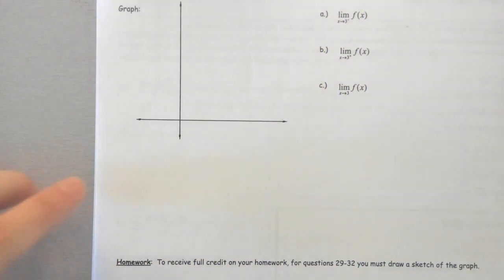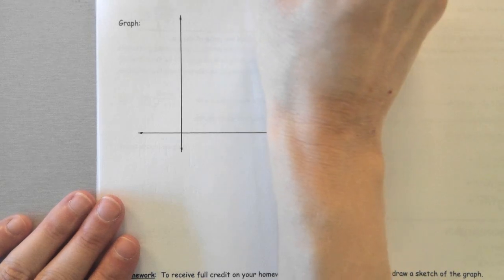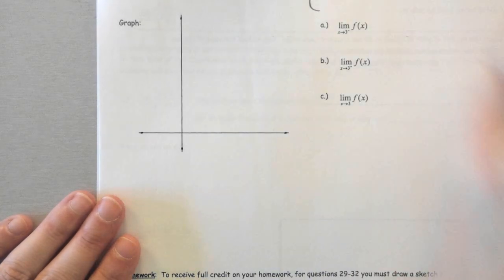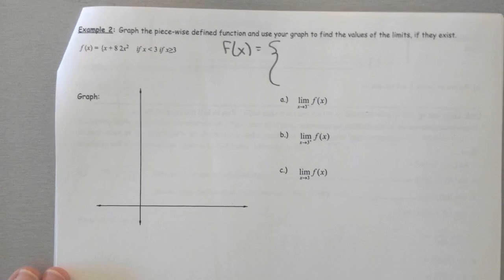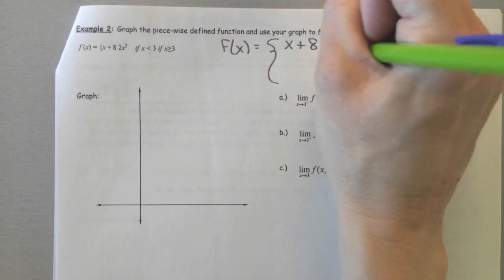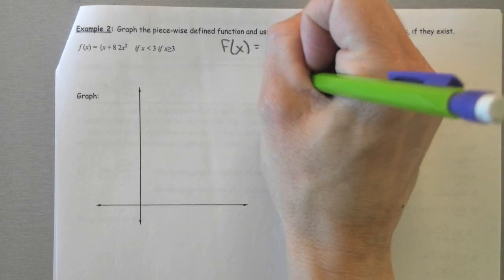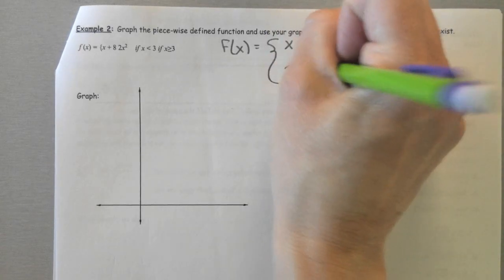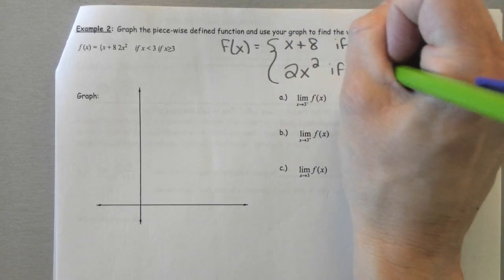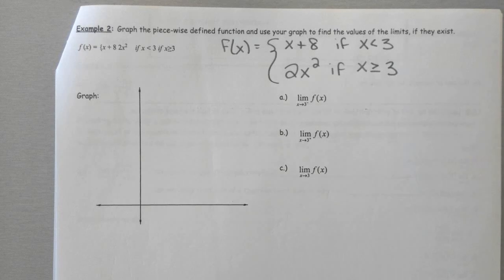This looks awful. I'm going to rewrite it. And then we're going to do one more example. Okay, let's go f of x equals, and this is supposed to be written in a piecewise notation, but it's not. So x plus 8 if x is less than 3, and then 2x squared if x is greater than or equal to 3. I'm going to use two different colors for my graph.